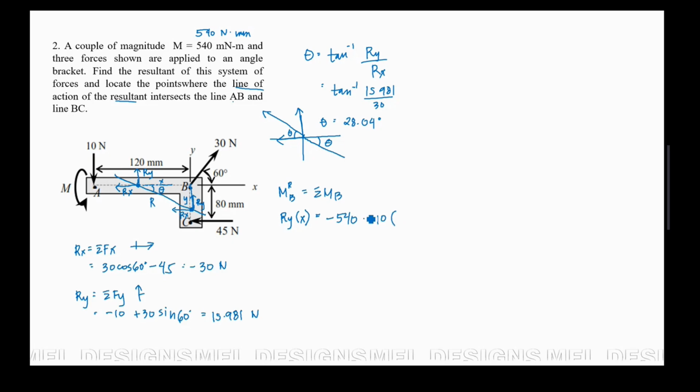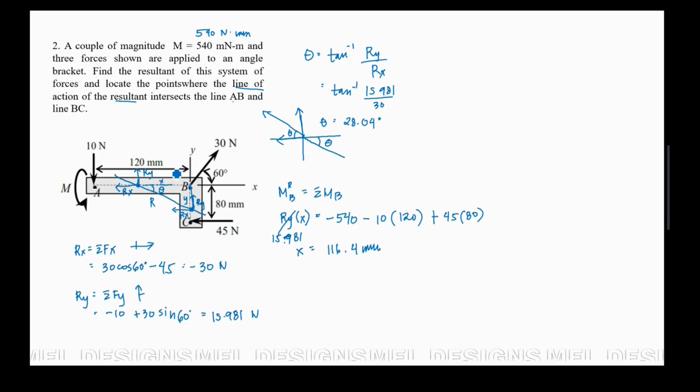Minus 10, moment arm is 120. Tapos, yung force natin dito, so we have plus 45 multiplied by 80. Okay? So, meron tayong value ng Ry kanina. Our Ry is equal to 15.981 Newton. Therefore, we can easily solve for the value of x. Therefore, x is now equal to 116.4 millimeter. Okay?